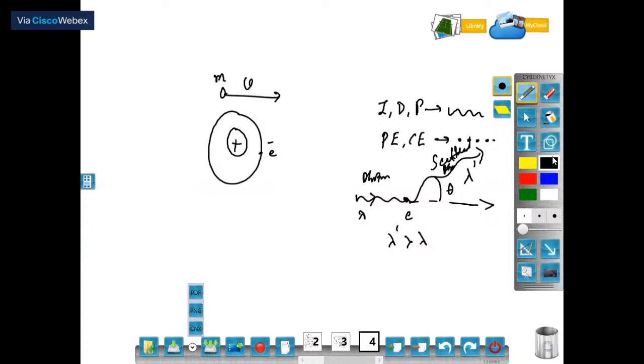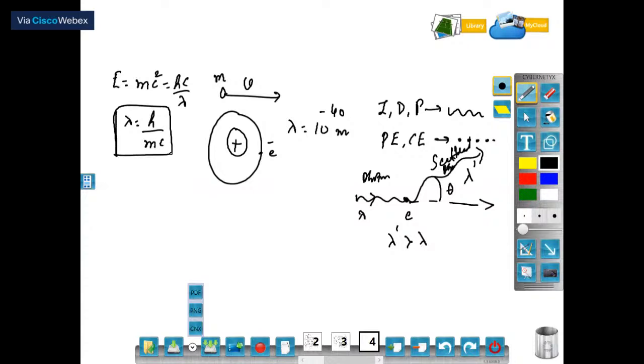But in case of heavier bodies, the wavelength is very small, of the order of 10 to the power of minus 40 meter. Hence, wave nature is ignored and only particle nature will be predominant. So we have to have an expression for the de Broglie wavelength, that is as follows. According to Einstein's mass energy relation, E is equal to mc squared. According to the quantum theory of radiation, the same energy is equal to hc by lambda. So therefore lambda is equal to h upon mc. This is the expression for de Broglie wavelength.